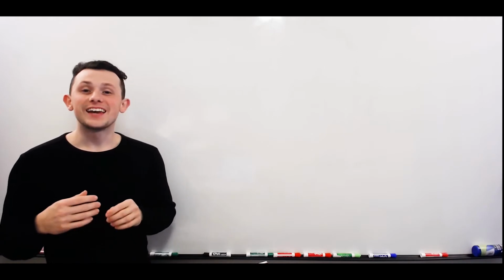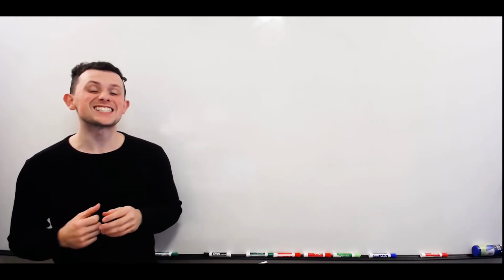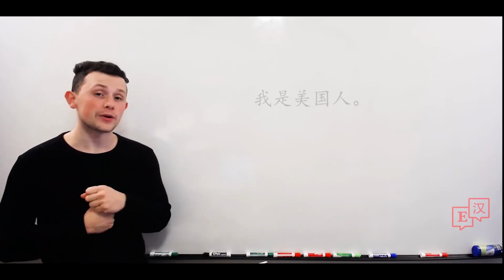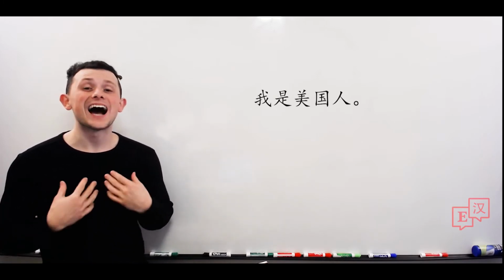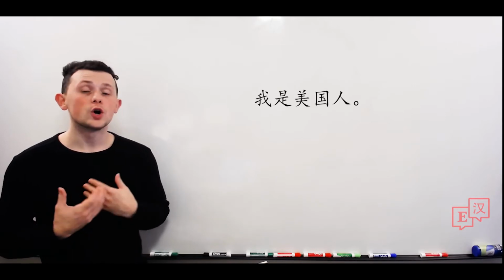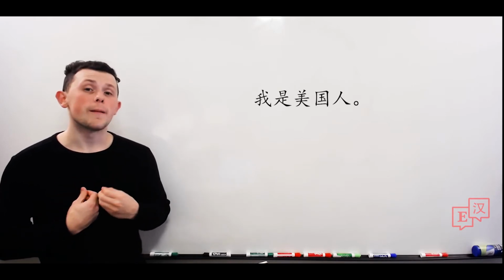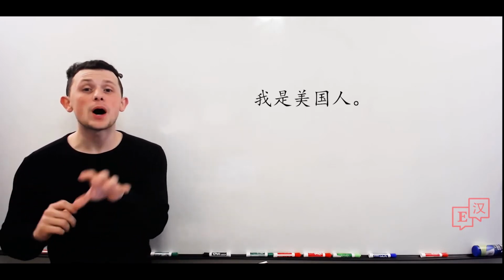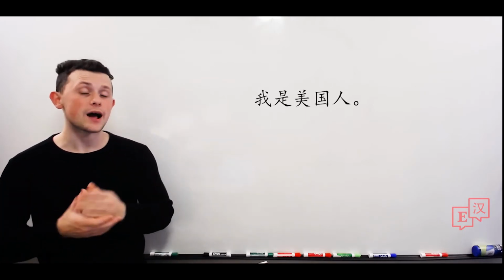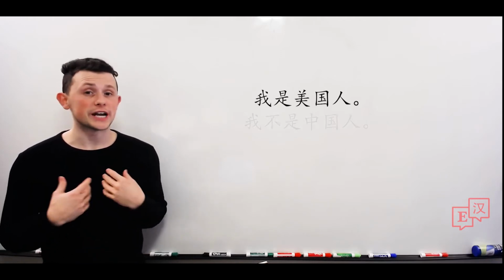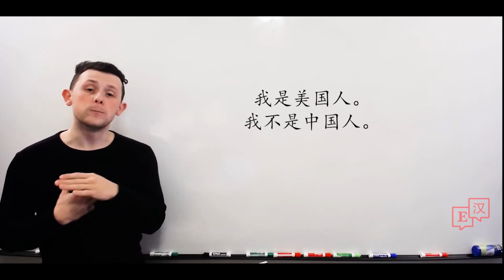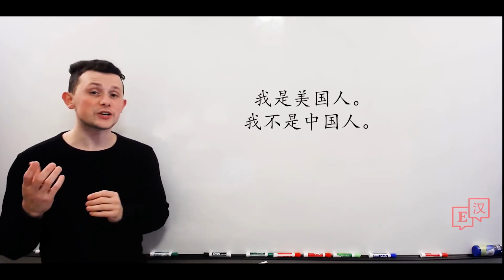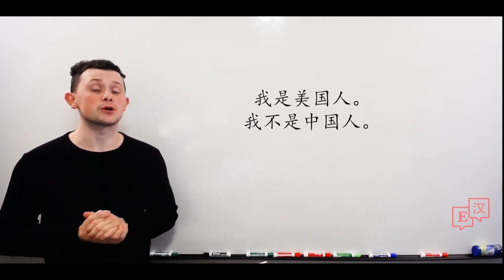So, in our previous video, we discussed how to use 是 to connect a noun to another noun. For instance, to say, I am American, 我是美国人. Literally, I am American person, so noun to noun. I am not a Chinese. 我不是中国人. So literally, I, not Chinese person.